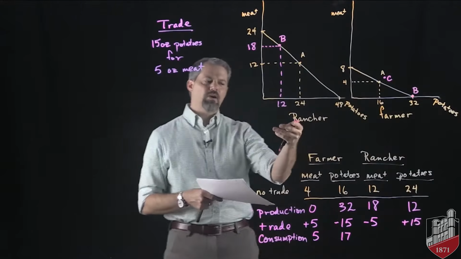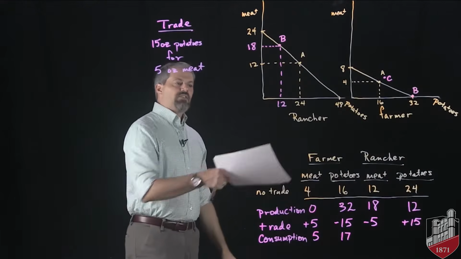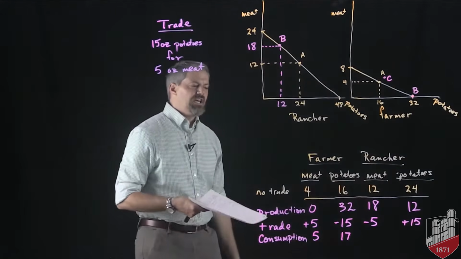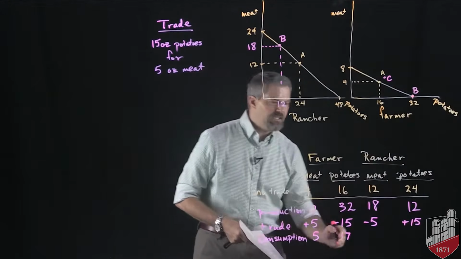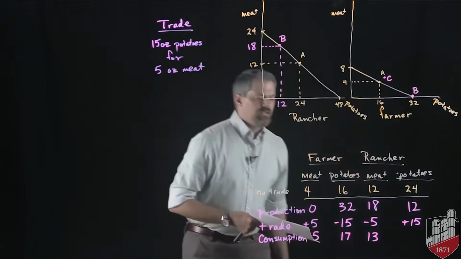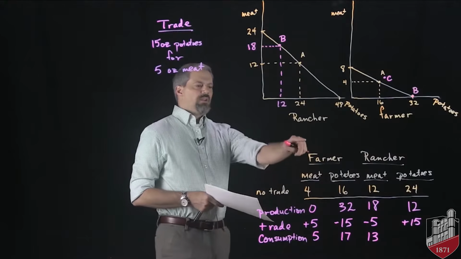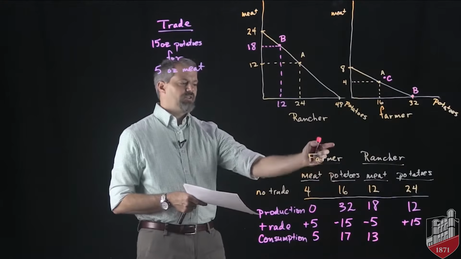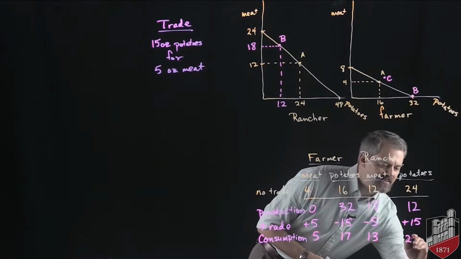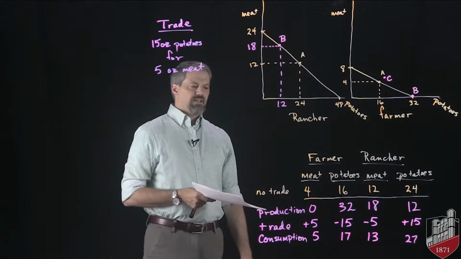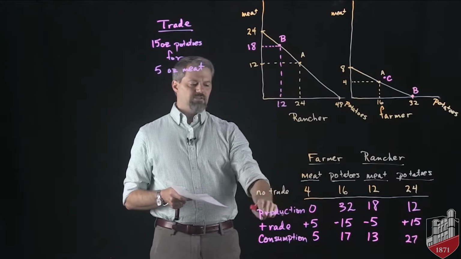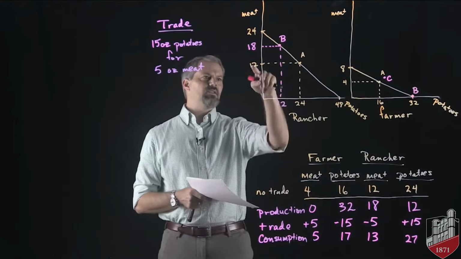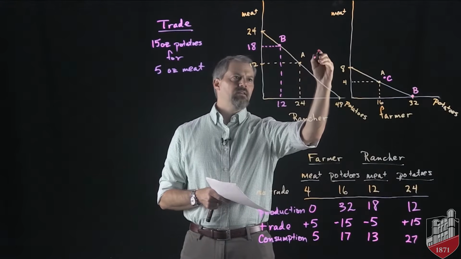What we need to do is see where this trade leaves the rancher. So let's think about meat production. The rancher produces 18 ounces of meat, trades away 5 of them. That leaves the rancher with 13 ounces of meat at the end of the day. The rancher produces 12 ounces of potatoes and gets another 15 in the trade. So that leaves the rancher with 27 ounces of potatoes at the end of the day. So in terms of the rancher's consumption point, that's 13 ounces of meat, 27 ounces of potatoes. So that's a point right out here.